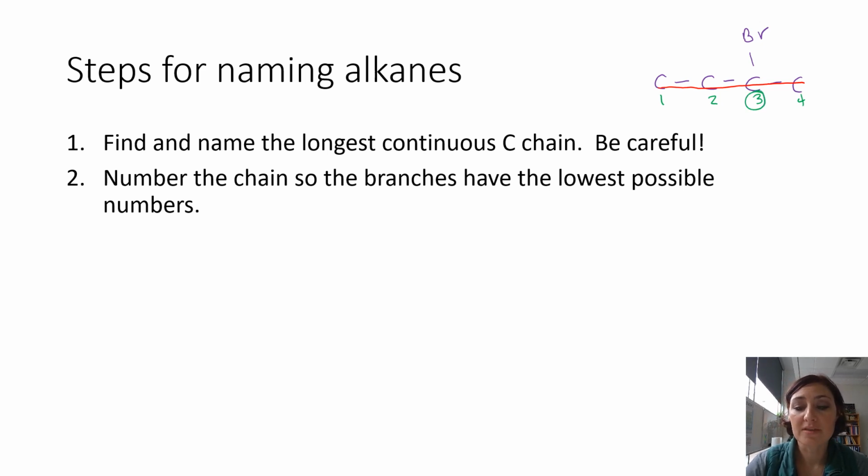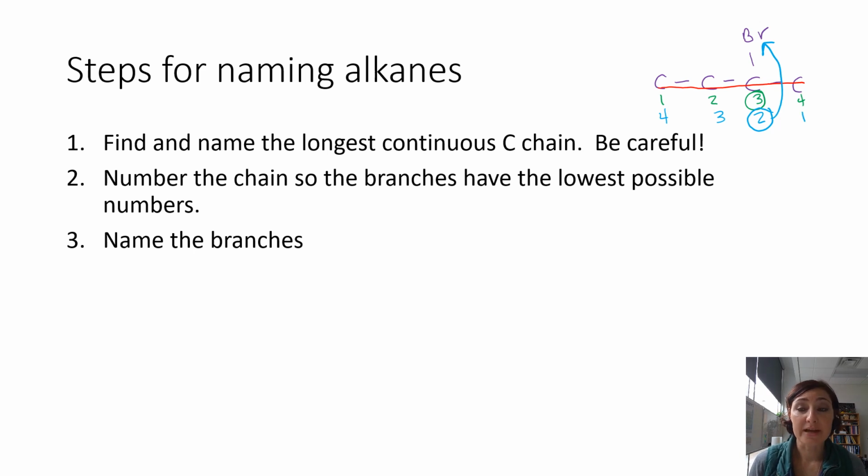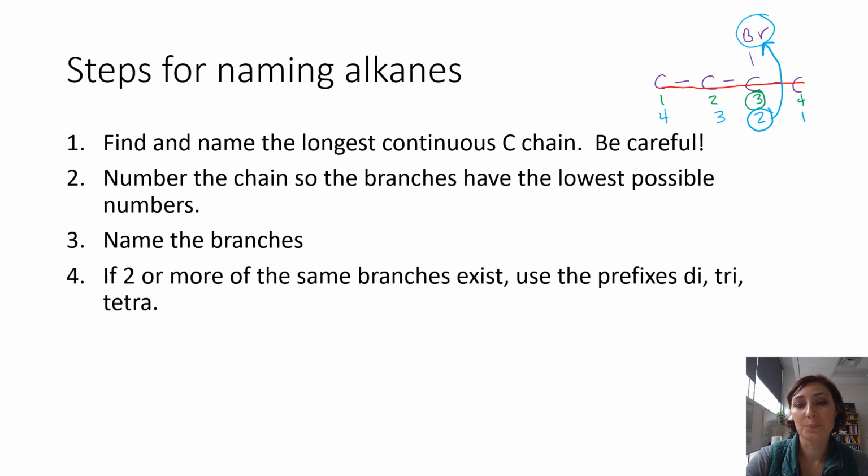Or I can count going the opposite direction, because remember, these are in space. There is no left to right, up and down. They move all around. I can count right to left, 1, 2, 3, 4. If I count right to left, that gives me a lower position for that branch. That is the correct direction to count in. And that's what it means by numbering the chain, so the branches have the lowest possible numbers. Then I name the branch. This branch is a bromine, so I would call it bromo.